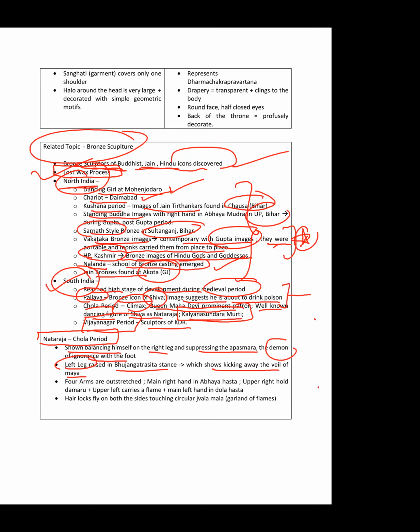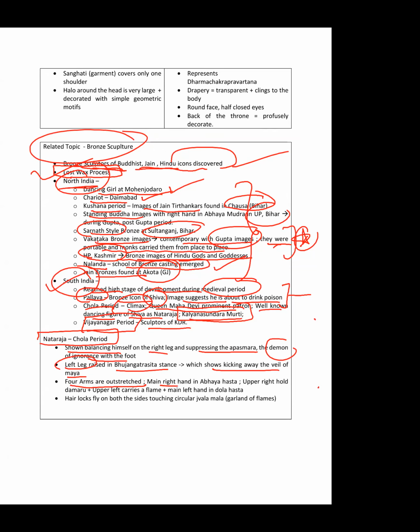That he is warding off Maya. Four arms are outstretched. I'm reading this so that you hear this and you know, at least when you read it again, that okay, this thing was in my mind, right? I've heard this somewhere, right?